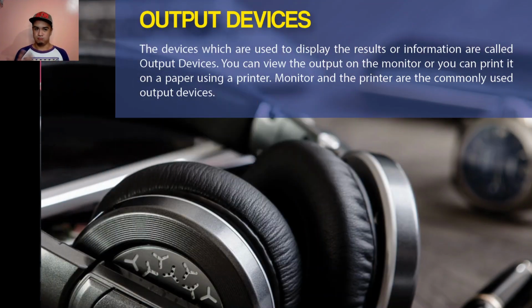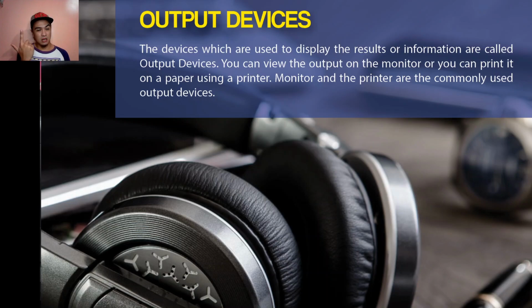So let's talk about output devices. Output devices are the devices used to display results or information. You can view the output on the monitor, that's one good example, or you can print it on a piece of paper using a printer. A printer is also an output device. The monitor and the printer are commonly used output devices. What else? You have speakers.